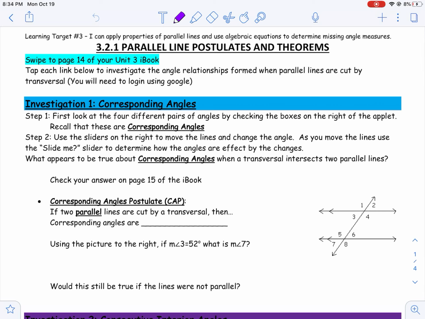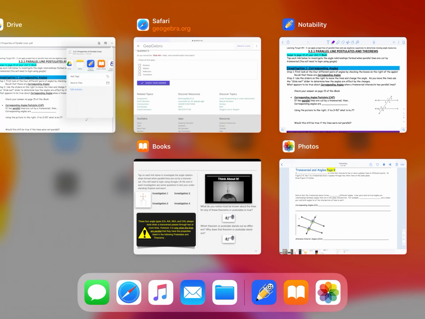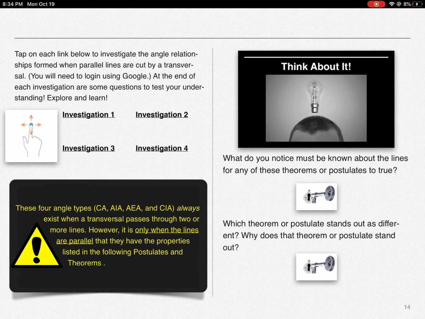All right, the first thing that we're going to do is we're going to go to page 14 in our Unit 3 iBook. So if you have not yet downloaded the Unit 3 iBook, I would suggest doing that. It's got a lot of great resources, a lot of good checkpoints. And what we're going to do is utilize the investigations on page 14 of the Unit 3 iBook, okay?